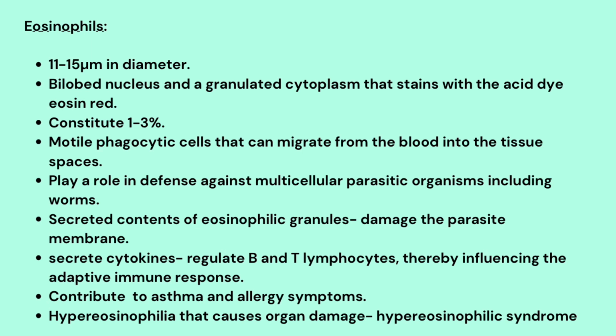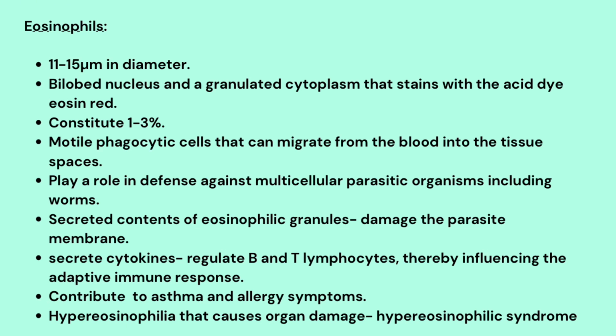They are motile phagocytic cells that can migrate from the blood into the tissue spaces. Eosinophils play a role in defense against multicellular parasitic organisms, including worms. So, how are they doing this? They also contain granules, eosinophilic granules, and the contents that are secreted from the granules will damage the parasitic membrane. So, this is how they defend against worms.